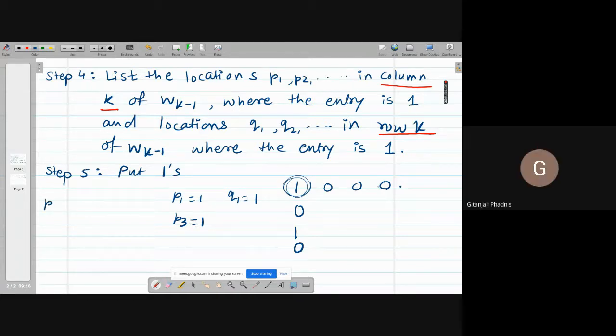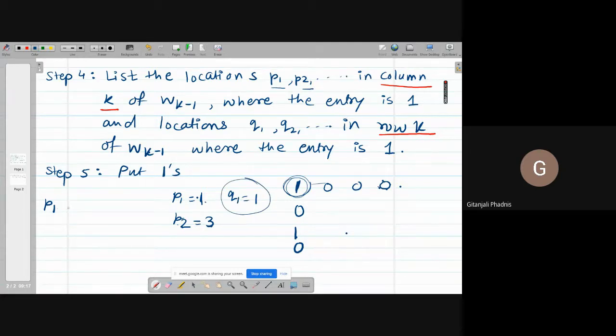So I will form the ordered pairs. Sorry, this is not P3. This should be P2 and the answer is 3. So P1 is 1 and P2 is 3. I should not write P3. I have named the locations P1, P2, but what are the locations? First row, third row. So my P1 value becomes 1 and P2 value becomes 3. Q1: there is only one 1 in the first row, so only one Q entry will appear.